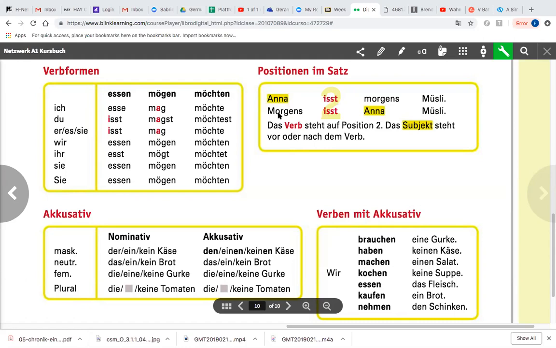Morgens isst Anna Müsli. The difference in these sentences is simply that in the second one, you are trying to emphasize that it's in the mornings when she eats cereal. Not just generally, Anna eats cereal, but no, in the mornings she eats cereal, okay? So no matter what is in the front, the conjugated verb stays in the second position of the main clause. Okay, now let's get to the Akkusativ.